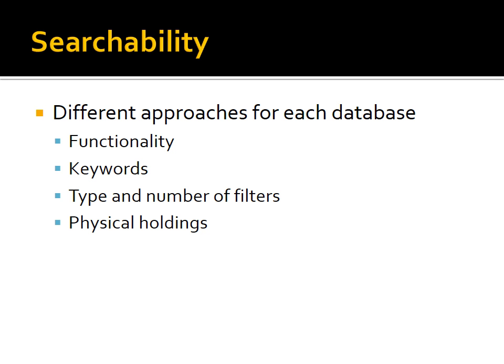First, we're going to talk about searchability. Physical holdings, type and number of filters, keywords and functionality. Physical holdings being how much data does that database actually hold. Type and number of filters, geographic filters, area of interest filters, types of support filters, all those good things. Keywords, whether the database actually gives you the keywords or if you have to create your own.